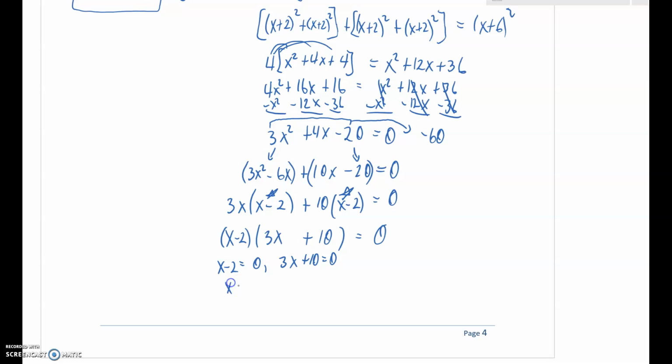The first one's easy. I'm going to add 2 to both sides, giving me 2. And then here, I can go ahead and subtract 10 from both sides, and then divide by 3. Obviously, we're looking at a side length, so the negative doesn't work as an answer. So my answer here is just 2.